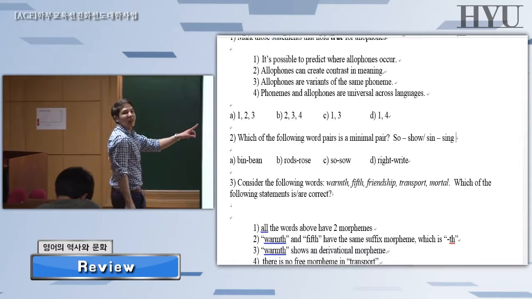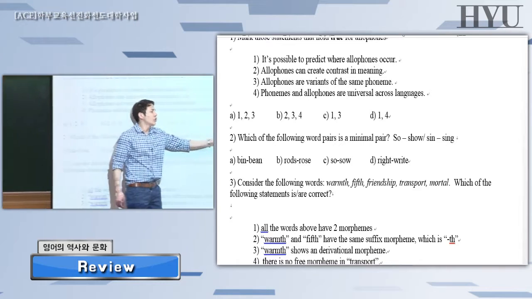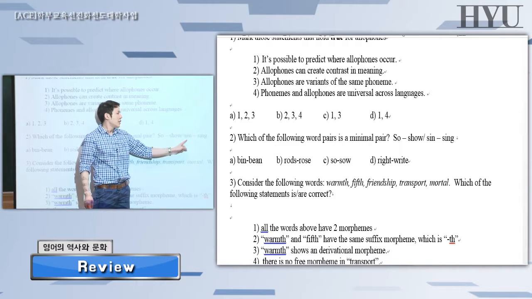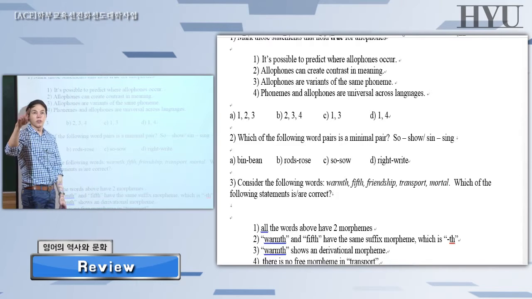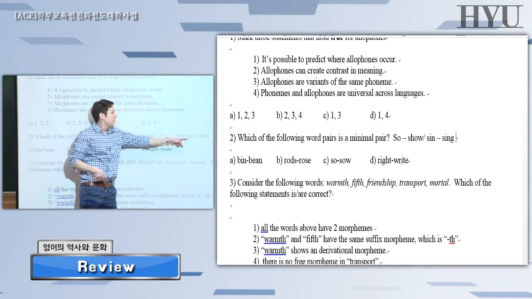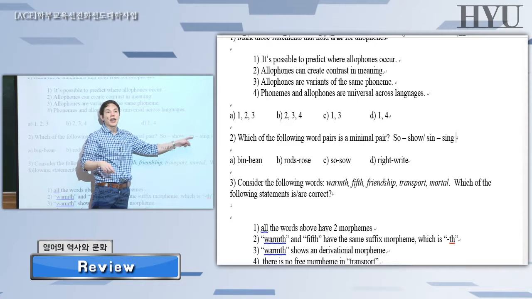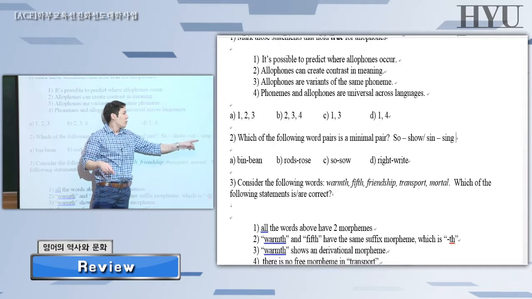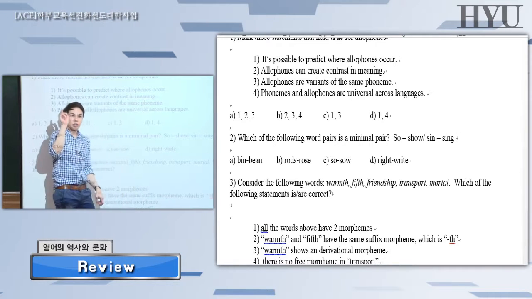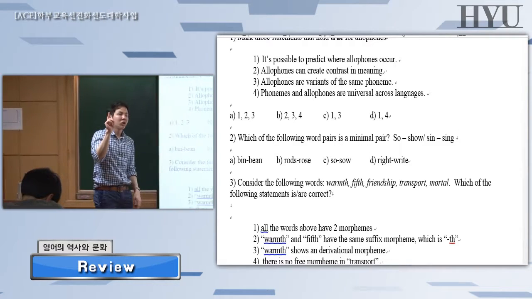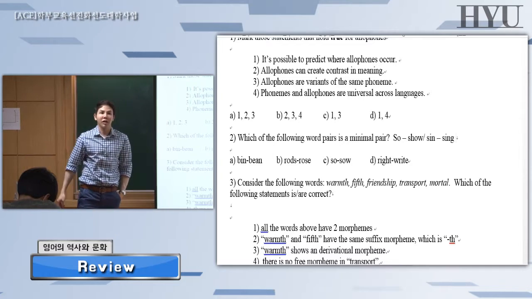Or sin and sing. This is also a minimal pair. Sin and sing. Because the only difference is the last sound, right? This is an alveolar sound, n, sin. But the last sound here is n with a tail, sing, right? So there's only one difference between the two. So it's a minimal pair, okay?